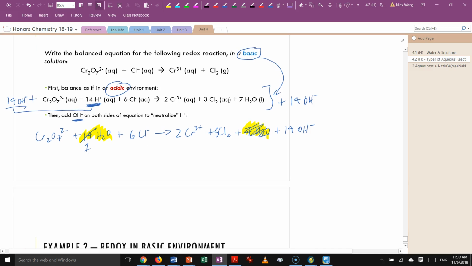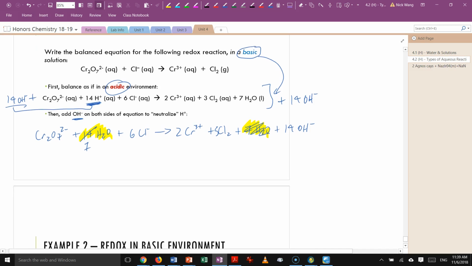One more time to recap what we did here. This is not the entire final answer, but we added some waters. We added some hydroxides, which turn into water. And then that cancels off with the waters that were already there as part of the original balanced acidic equation. So let's go ahead and finish this off. I'll do this in another color.